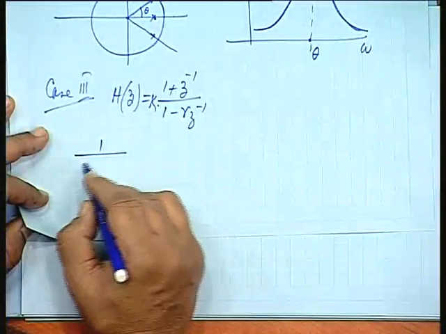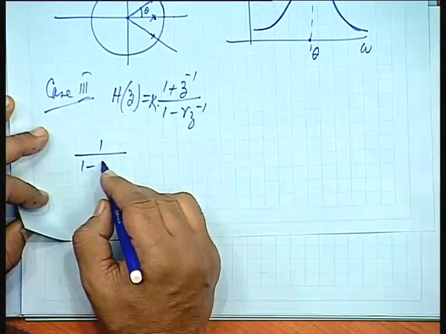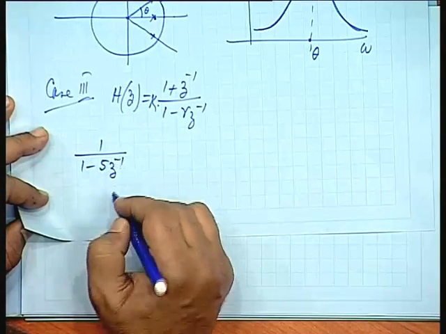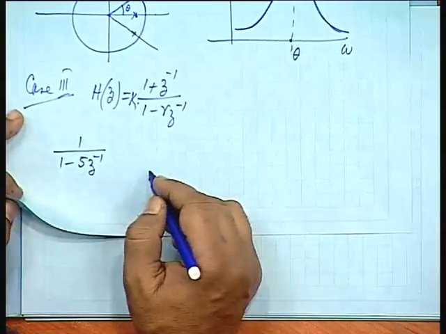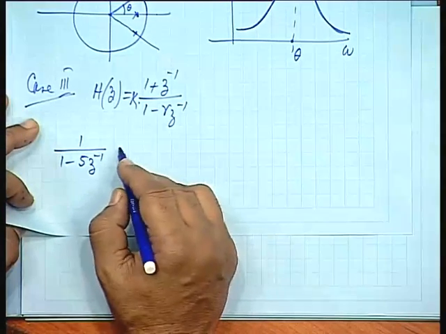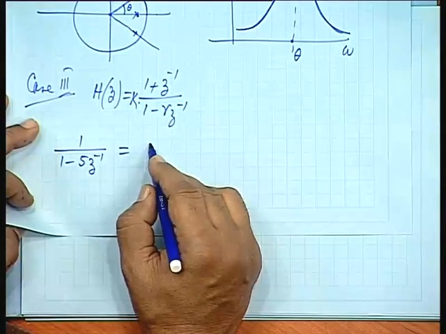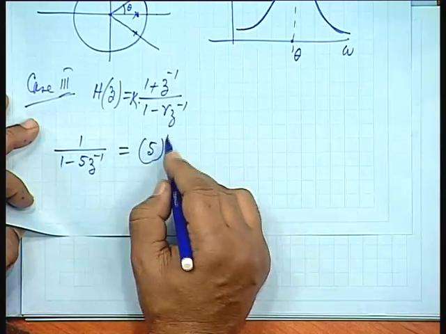So, then the system becomes... yes, why can't the pole lie outside the unit circle? Okay, that is a very good question. Suppose we have 1 minus 5 into z inverse. What will be the inverse z transform? 5 to the power n u[n].